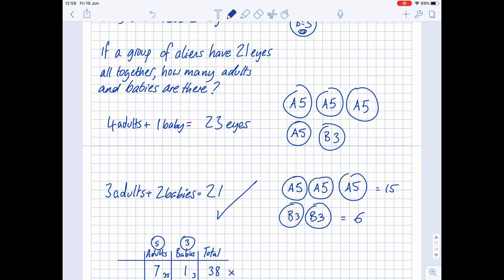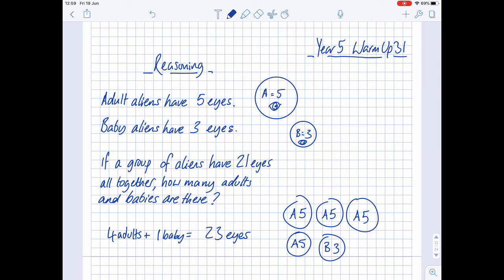So you're going to have a similar problem now in lesson 31. Find the lesson and work your way through it. Good luck.